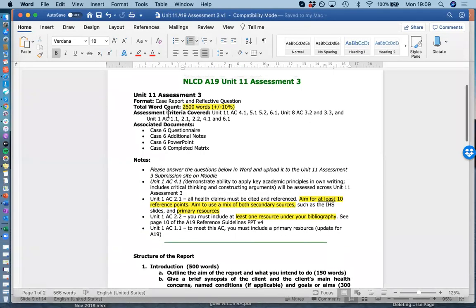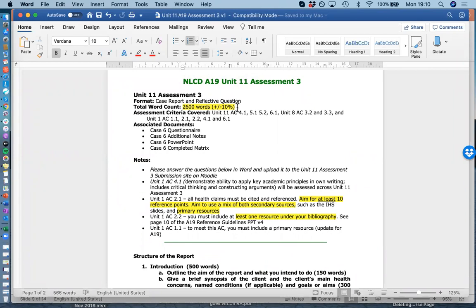So this is a case report. I'm sure a number of you have probably started it at this stage, but for those of you who haven't, this is a case report and a reflective question. It's 2,600 words. It's really important that you stick within the word count. If you don't, we're just going to send you back the assessment straight away.